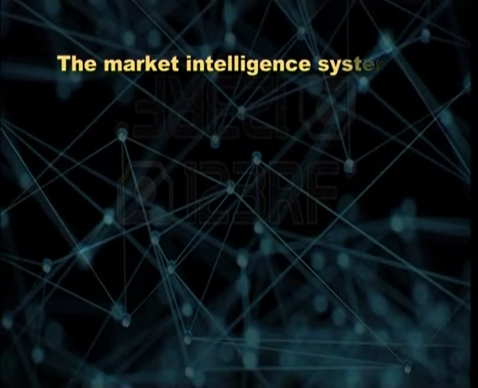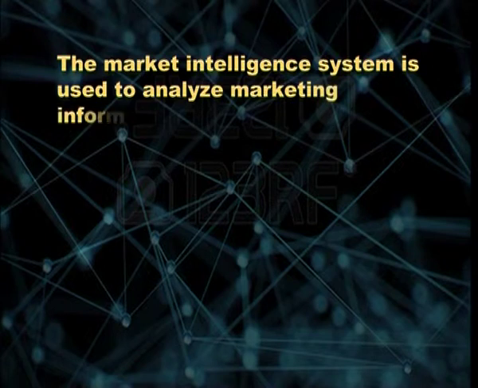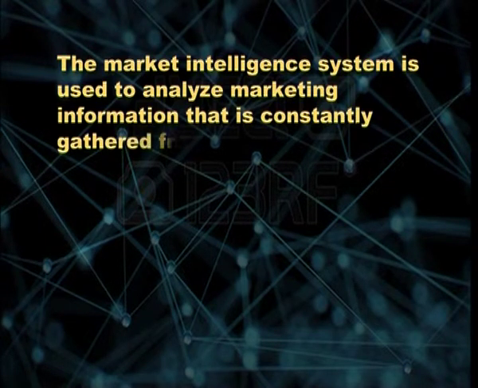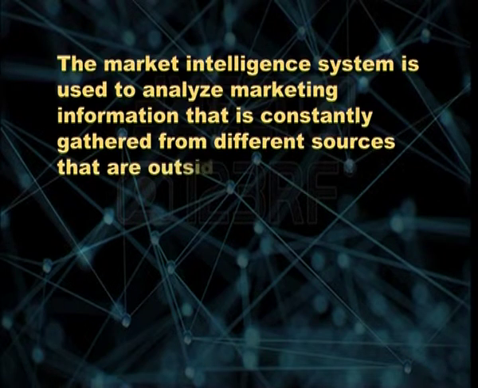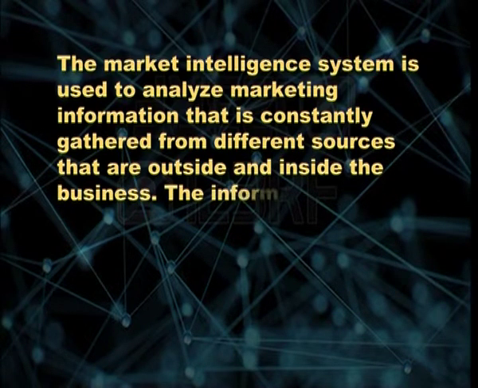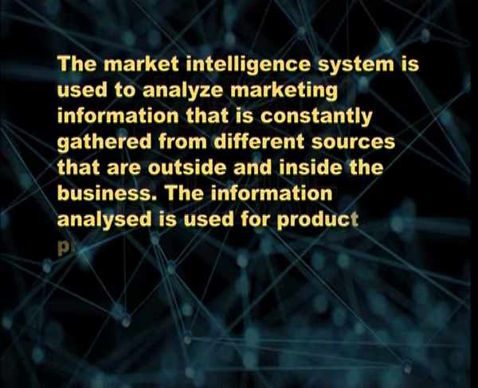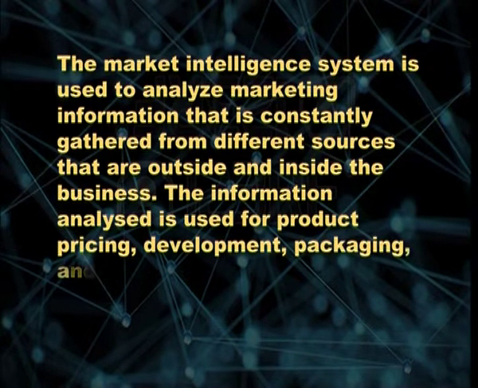The market intelligence system is used to analyze marketing information that is constantly gathered from different sources outside and inside the business. The information analyzed is used for product pricing, development, packaging, and promotion. Market intelligence is gathering existing information on the marketplace to help the company's plans and development. Competitive intelligence is integral to the marketing and business development process, helping organizations build and maintain competitive advantage.